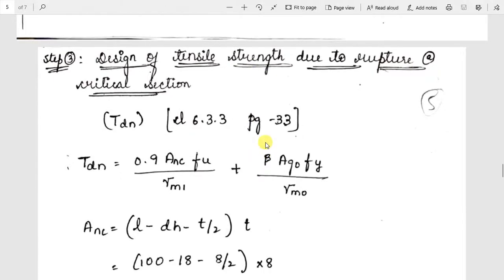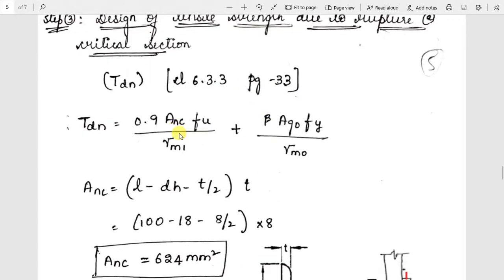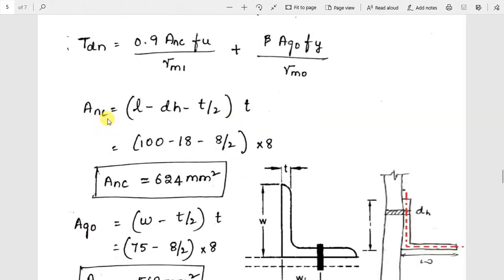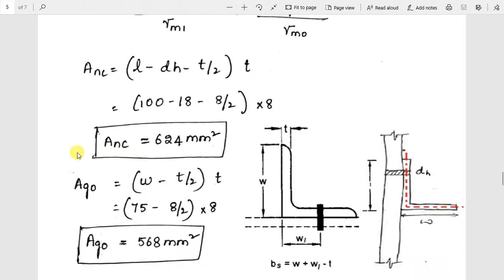So moving on to calculating TDN. Now you are using angles. That means you have to use this particular formula from clause 6.3.3, page number 33. So you are aware of Fu, gamma m1, Fy and gamma m naught. You have to calculate ANC, Ag0 and beta. The formulas for ANC and Ag0 are not given in the code book. You have to memorize these formulas.